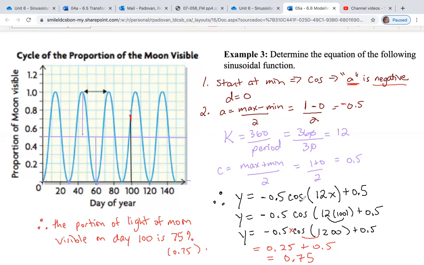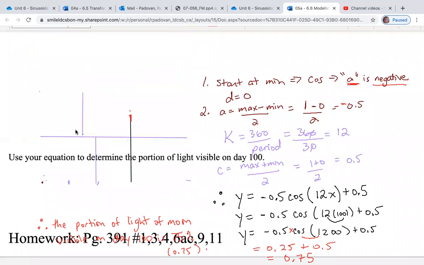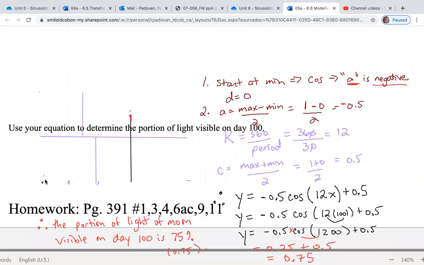Okay? So get some practice with this. I think we've done enough examples to get you started. The homework here, I have listed there. You can kind of see it. Homework page 391, numbers 1, 3, 4, 6, A and C only, 9 and 11. Give those a try.